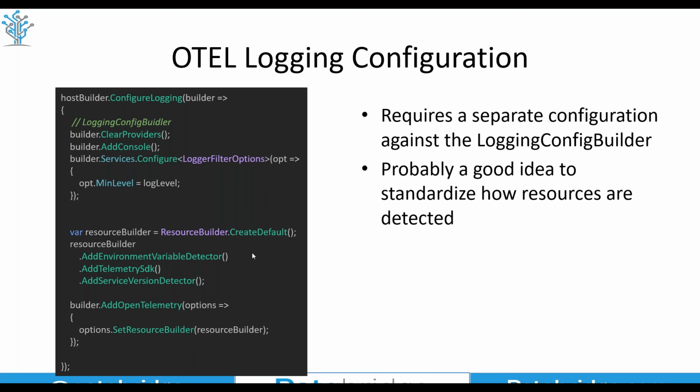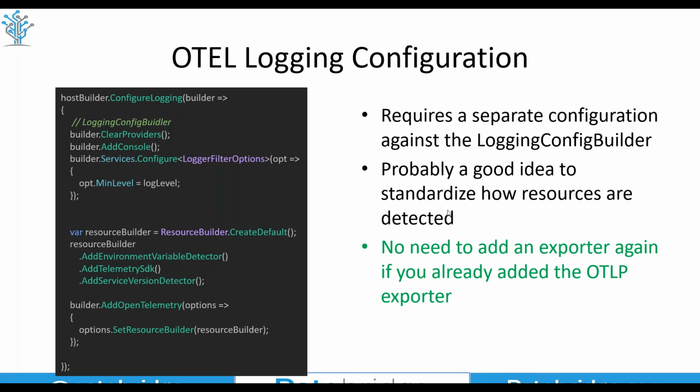So we're using an environment variable detector. We're using the telemetry SDK. And then I have a little custom component I wrote right here that's going to detect the service version using my assembly version down here. And then finally, we add this builder.AddOpenTelemetry. This is what's going to cause us to export to the OpenTelemetry exporter we configured earlier.